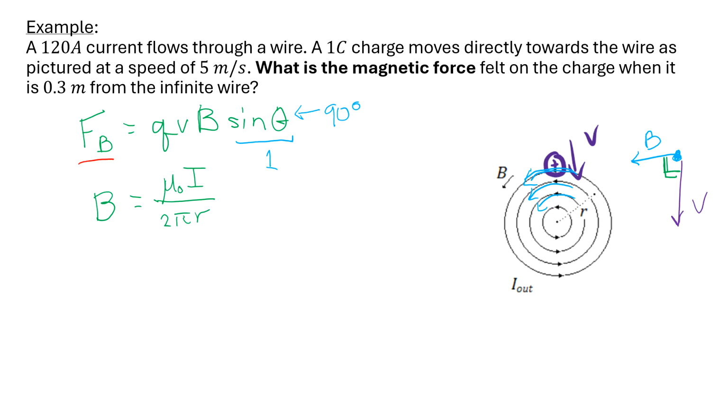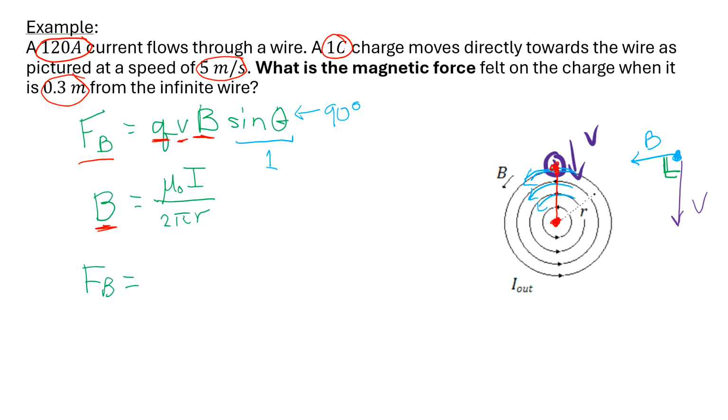So we're looking for the force. We do know the charge. That's 1 coulomb is the charge value going down. We know its velocity is 5 meters per second, or its speed. B, we don't know the magnetic field, but we can find it using this equation because it's coming from a wire. I is the current, 120 amps. Mu naught is a constant, and R is the distance from the wire here at the center to the point of interest, which is the location of the charge, which is the 0.3 meters. So we have everything. We just need to put it all together.